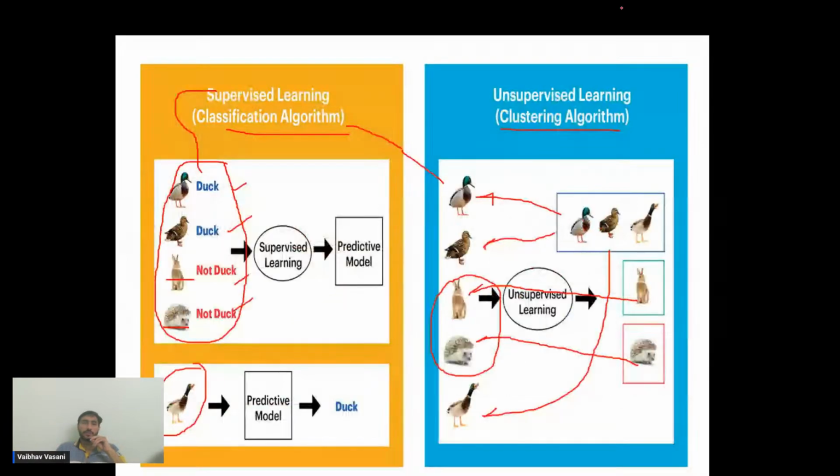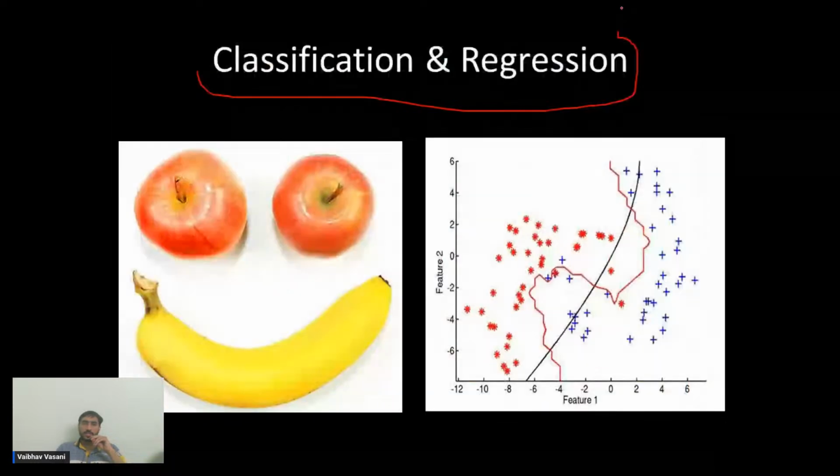So now next is classification and regression. Now we understood the difference between classification and clustering, and there are classification and regression. Both are supervised. Now what is the difference between these two? Now we have this classification. We want to classify these two as apple and this one as banana.